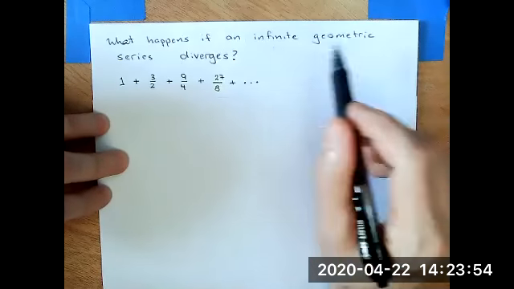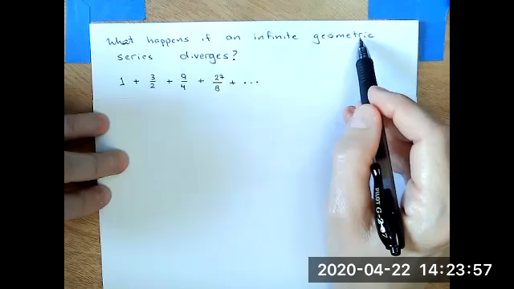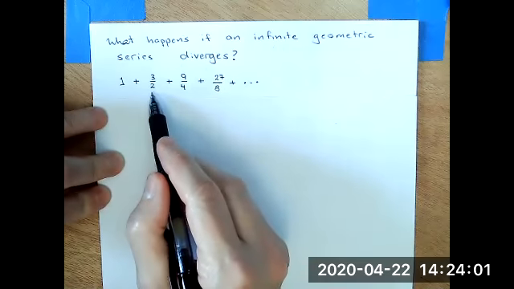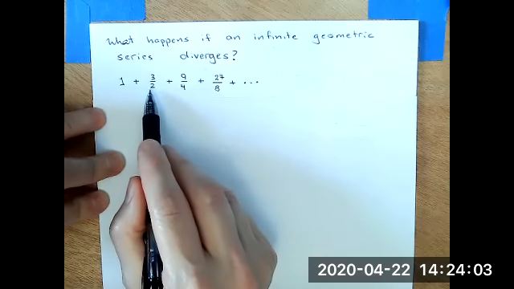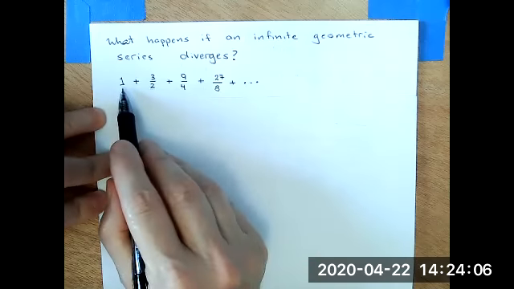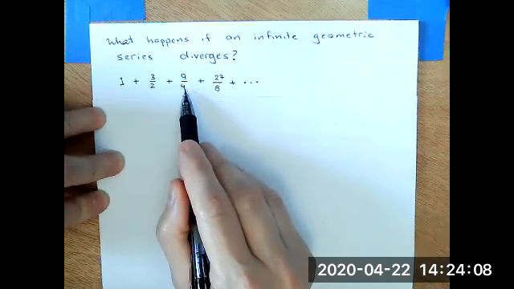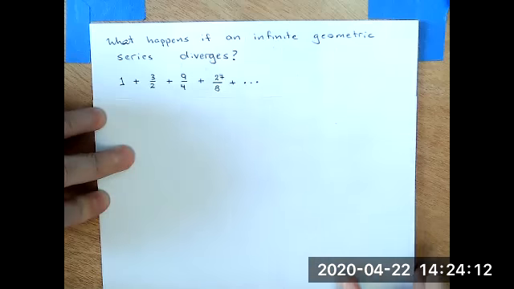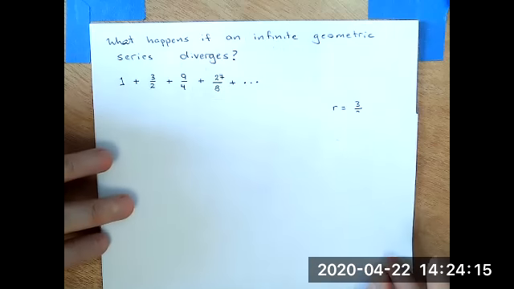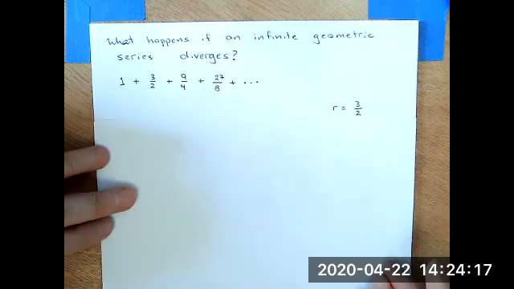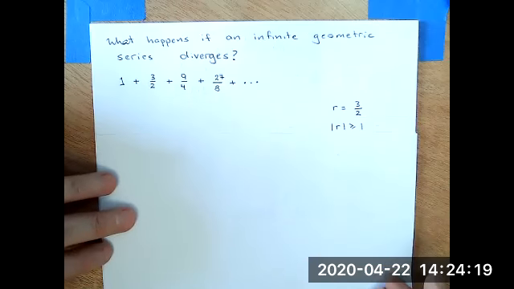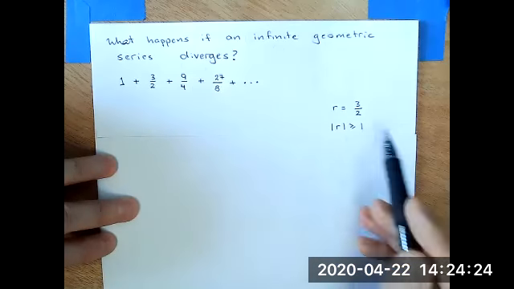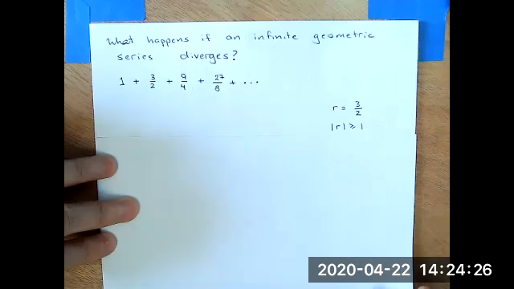So what does it mean if an infinite geometric series diverges? Well, let's find the common ratio first. 3/2 divided by 1 is 3/2. 9/4 divided by 3/2 is 3/2. So the common ratio for this series is 3/2. And because it is greater than or equal to 1, this series diverges.